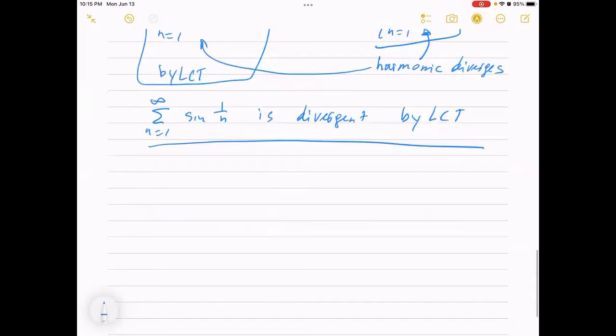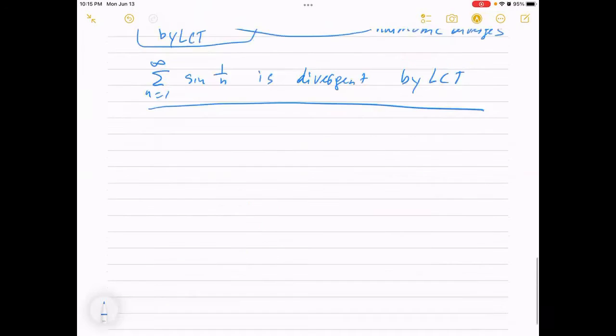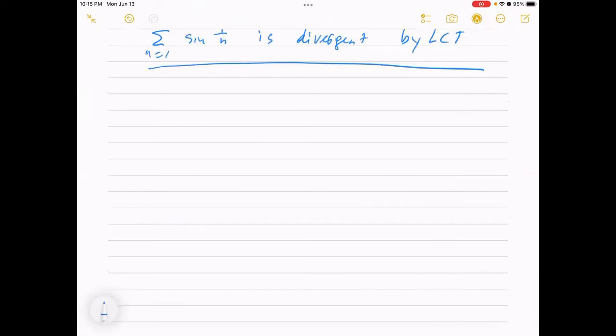Let's try to do one more. Second one. We have the series 1 minus cosine of 1 over n, from 1 to infinity. Same question, we want to figure out whether it is convergent or divergent.